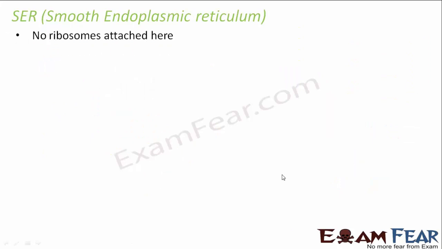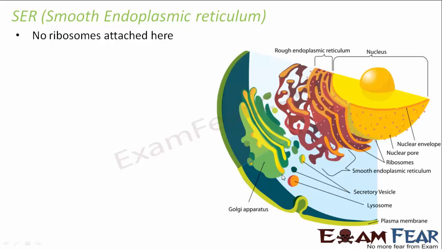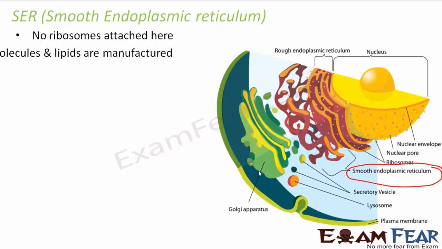Let us now talk about smooth endoplasmic reticulum. No ribosomes attached here. So where is the smooth endoplasmic reticulum? This portion, these structures, they are the smooth endoplasmic reticulum. So they do not have any ribosomes. Fat molecules and lipids are manufactured here. So they manufacture fat molecules and lipids.